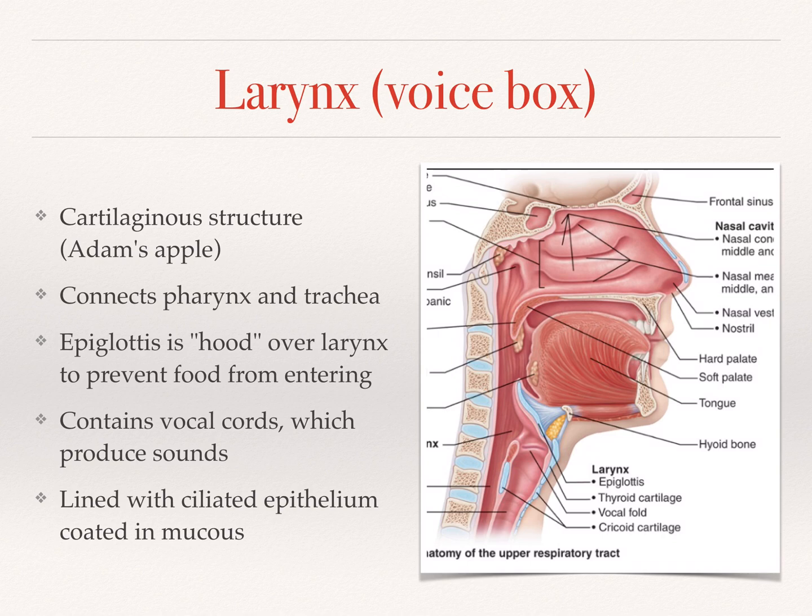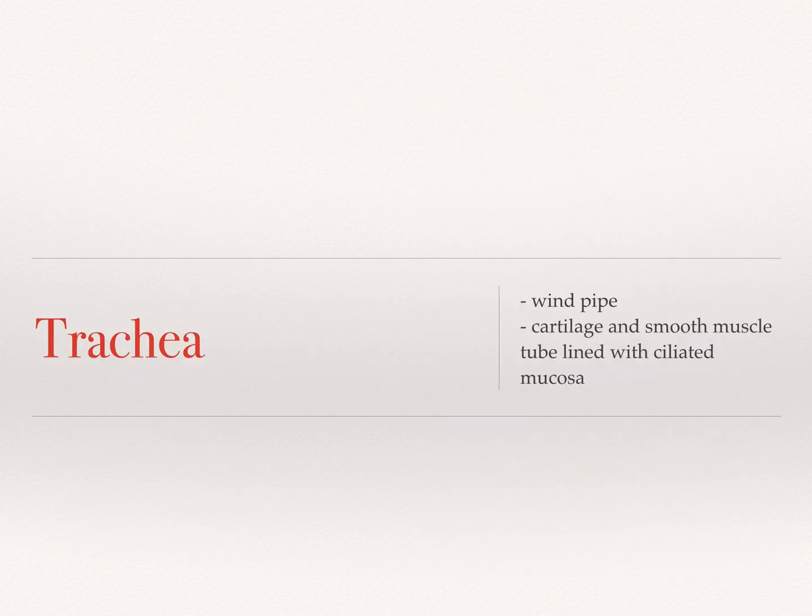And once again, it's lined with ciliated epithelium and coated with mucus to help catch anything that might be moving down that we don't want in the lungs, dust, bacteria, things like that. And we have the trachea. We'll look at a picture of the trachea in a little bit. It's known as the windpipe. It is made of cartilage and smooth muscle, and it's really just a tube. And like everything else in the respiratory system, it's lined with ciliated mucosa to try to stop debris from getting down into the lungs.